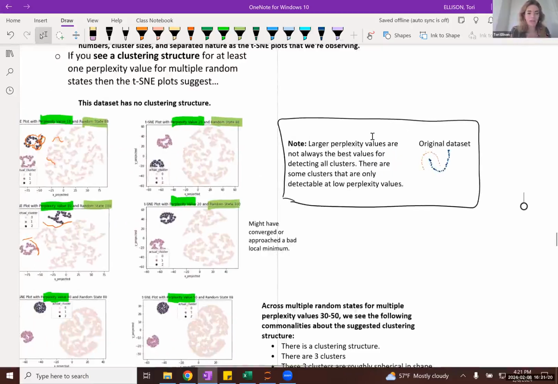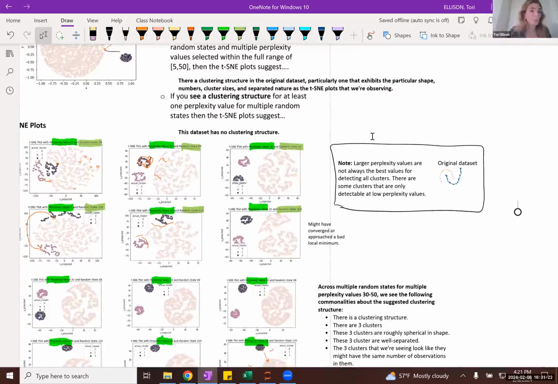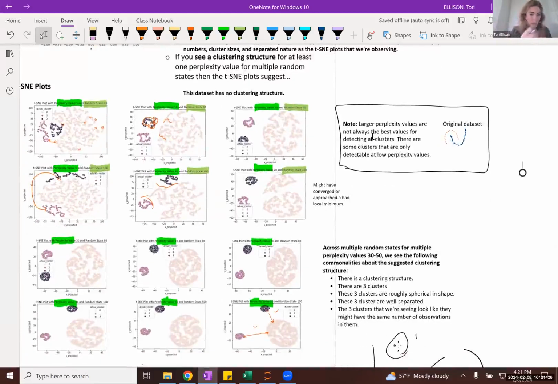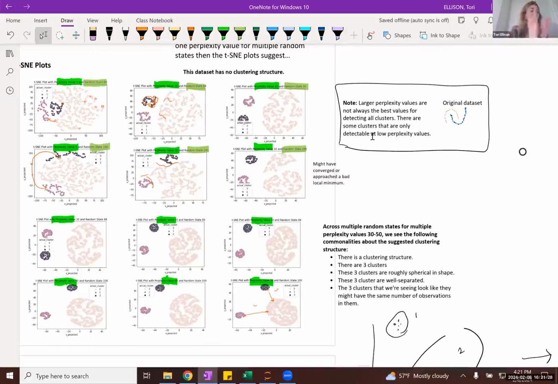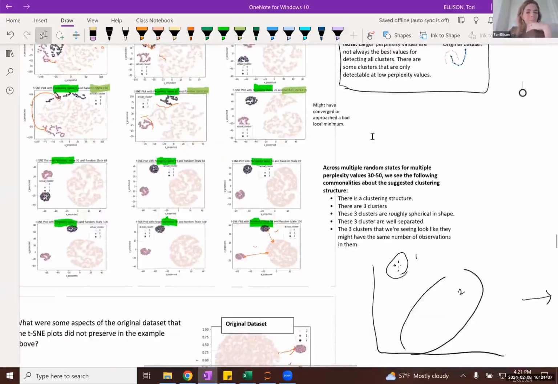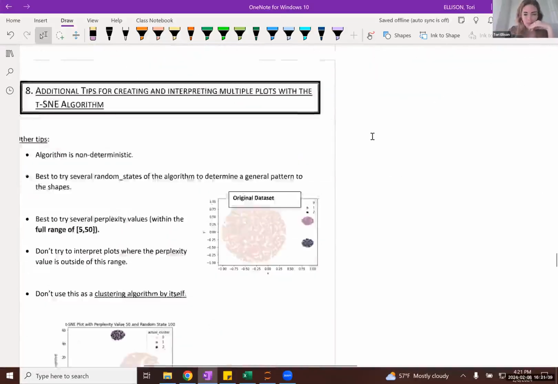So I don't want you to think that, just by increasing the perplexity value, you're more likely to detect the clustering structure. So it very much depends on the nature of the data set that you're looking at. So this is why it's always a good idea to look at the full range of perplexity values between 5 and 50. Okay? All right, so let's look at another.